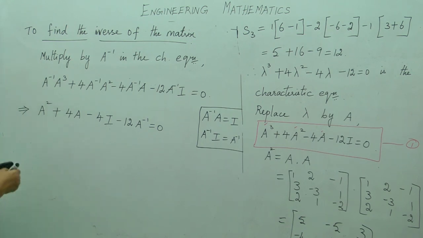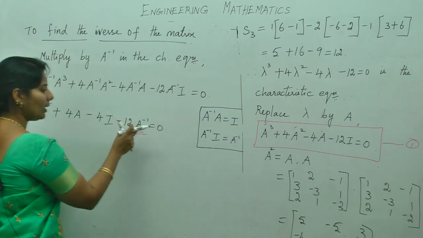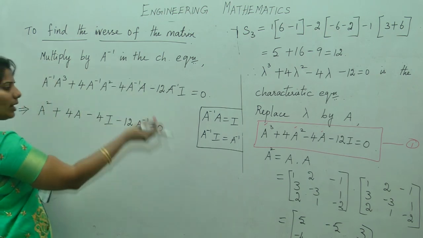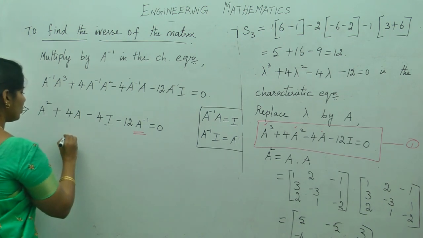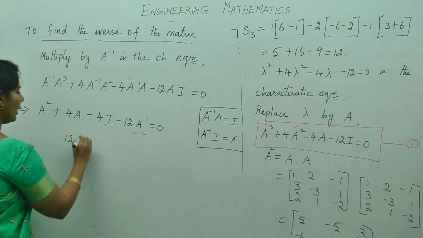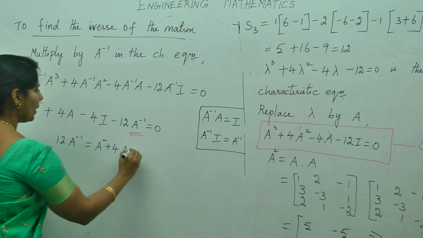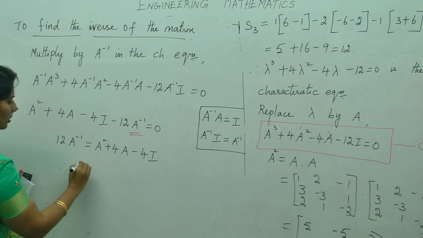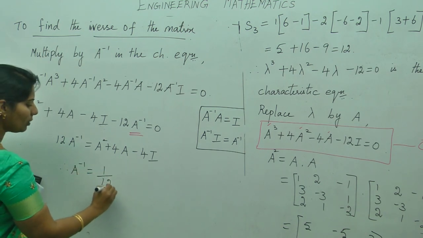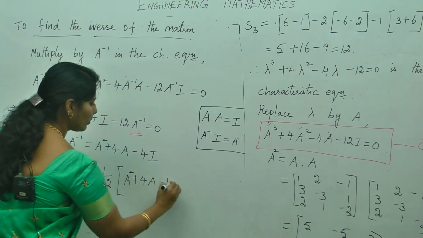What are we supposed to find out? They asked us to find only the inverse part, that is, only A inverse we need to find out. We will keep only A inverse on one side and take all the other terms to the other side. So, we can write 12 A inverse equal to A square plus 4A minus 4I. Therefore, A inverse equals 1 by 12 into A square plus 4A minus 4I.